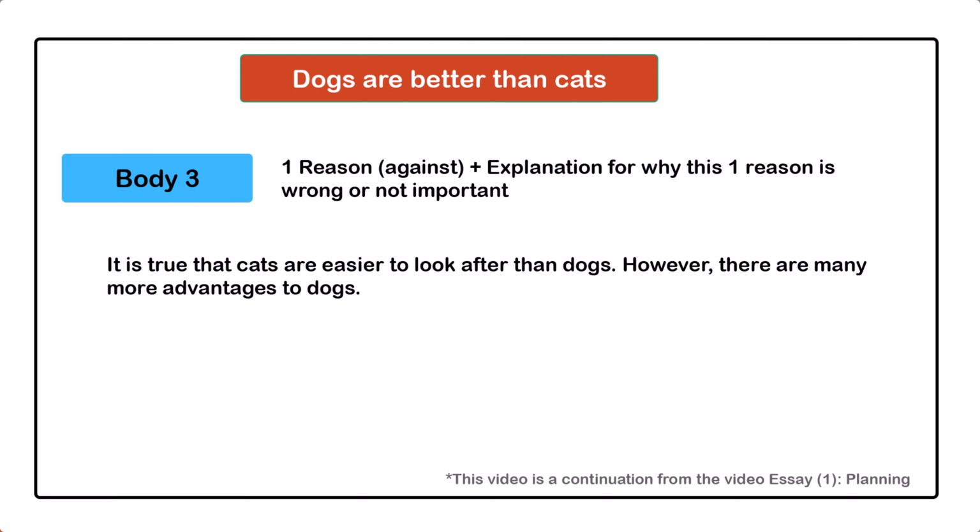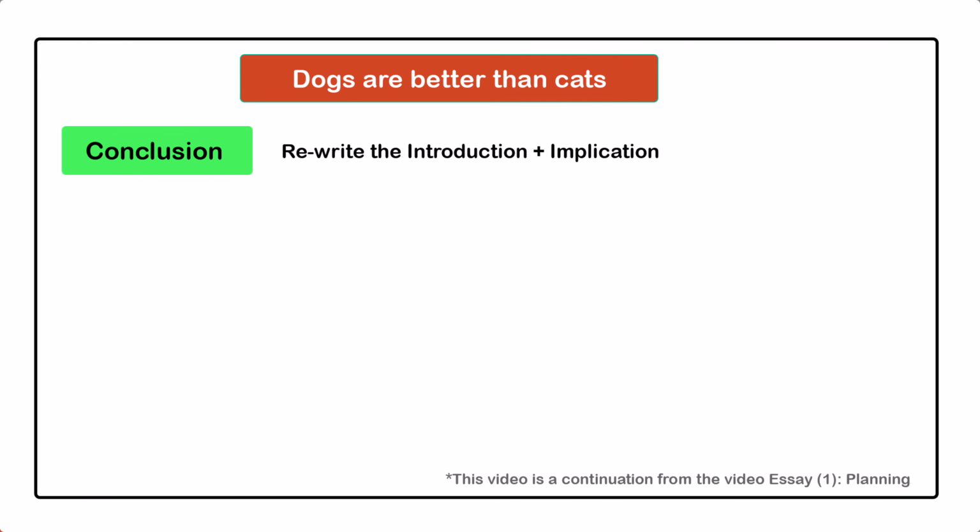However, there are many more advantages to dogs. Okay? See how I expressed that, yes, there is one good thing about cats, but then I crushed it by saying that there are more good things about dogs. That is a simple, effective trick to make your opinion seem stronger. And now we move on to the conclusion.